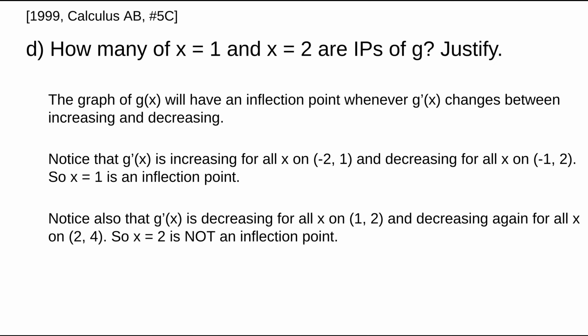All right, now let's consider what happens at x equals 2. Notice that g prime of x is decreasing for all x on the open interval from 1 to 2, but also decreasing again for all x on the open interval from 2 to 4. Now, because g prime of x is decreasing on both sides of x equals 2, we would conclude that x equals 2 is not an inflection point. So of the two offerings provided, x equals 1 and x equals 2, only x equals 1 would be an inflection point.